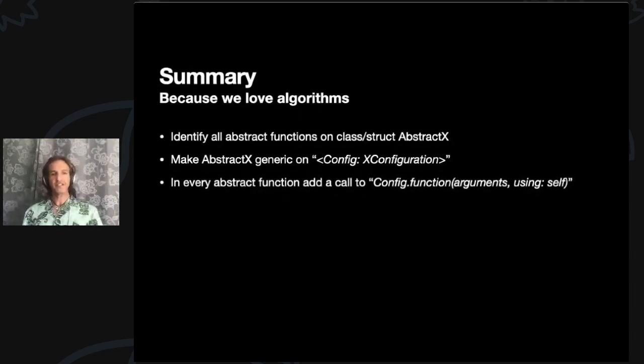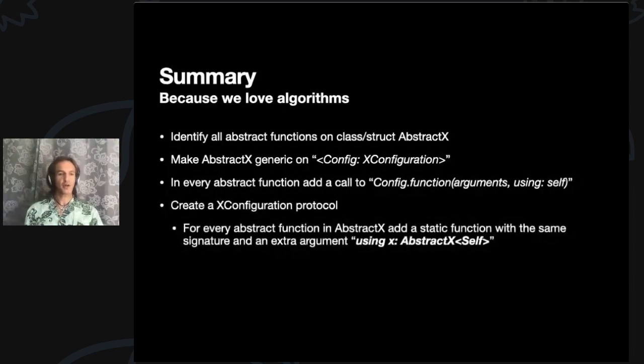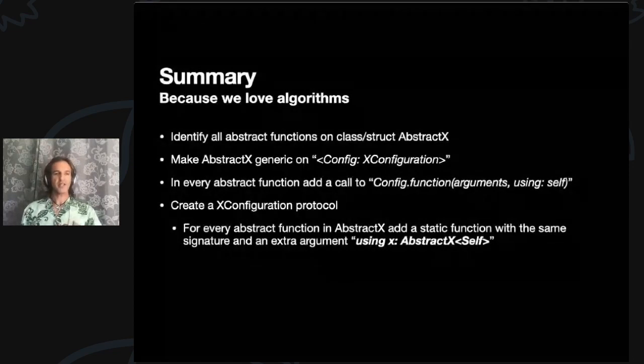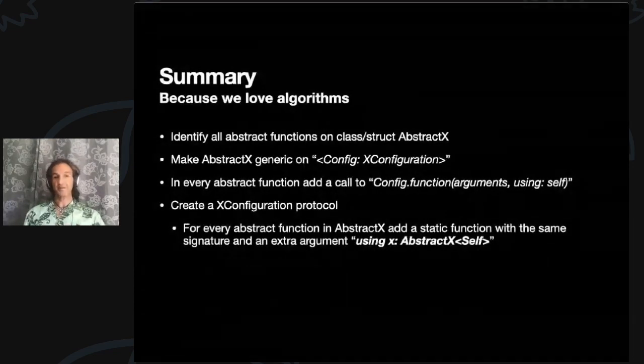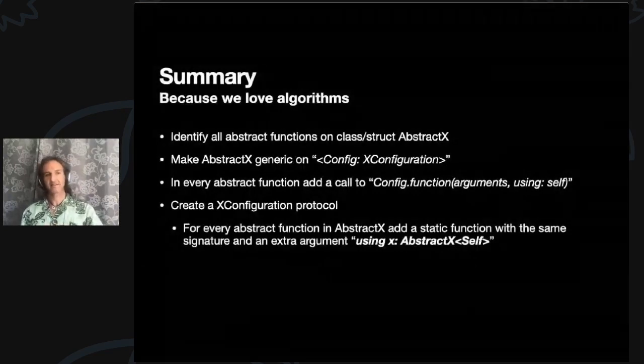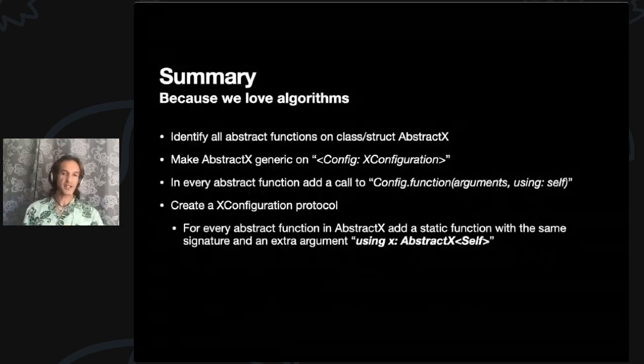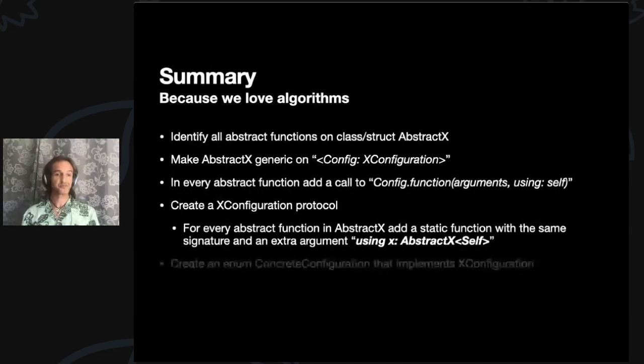Then for every abstract function, you add a call to config.doc function with the same arguments that you had before, and then you add a using self at the end. Then you can create your X configuration protocol. So in that protocol, what you do is for every abstract function in that abstract X, you add a static function with the same signature and an extra argument using X abstract with the types of self, because you're the one that's going to be that generic in that case.